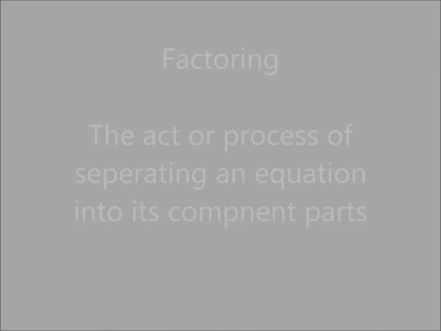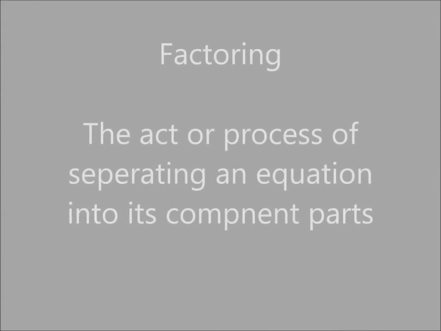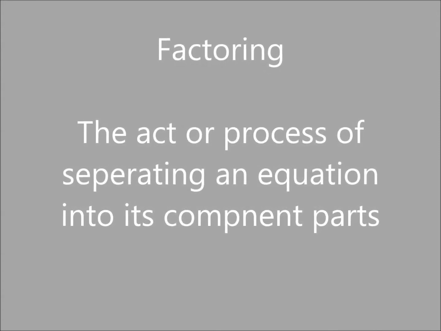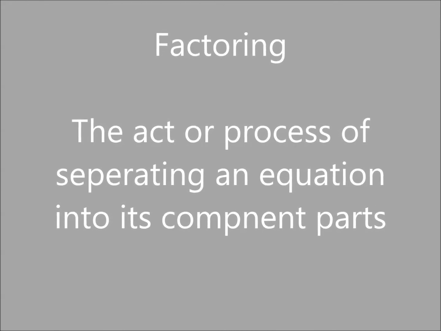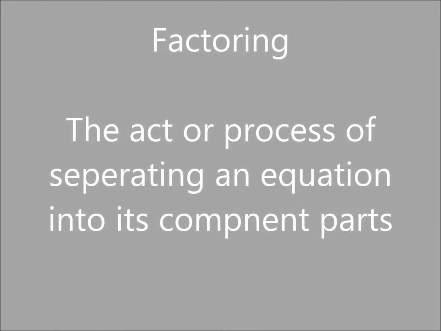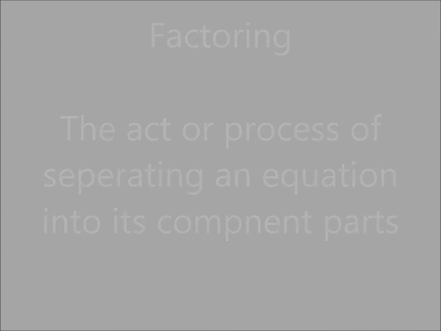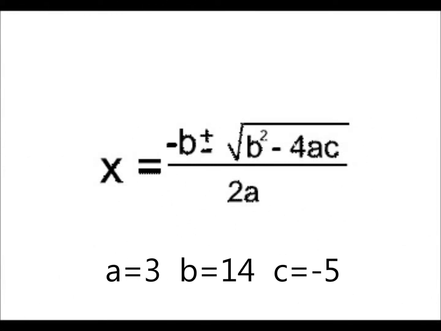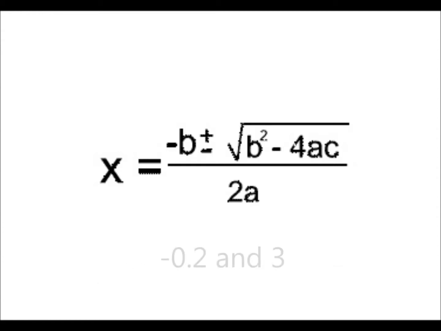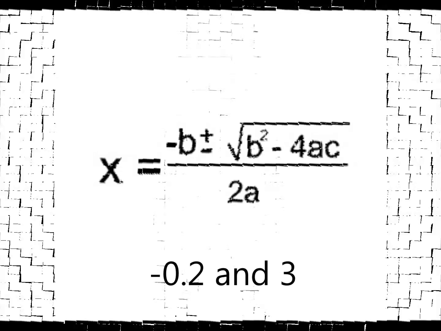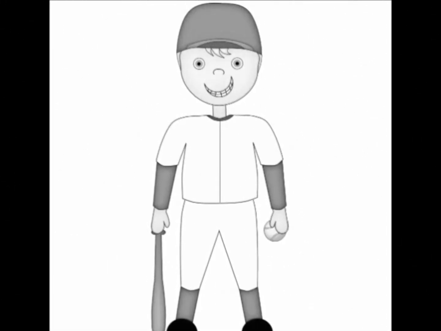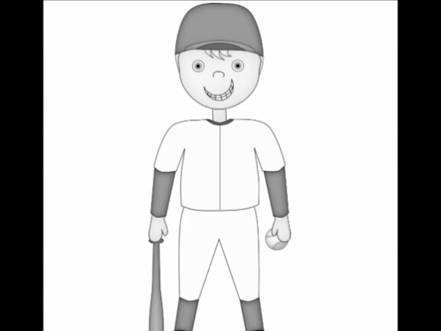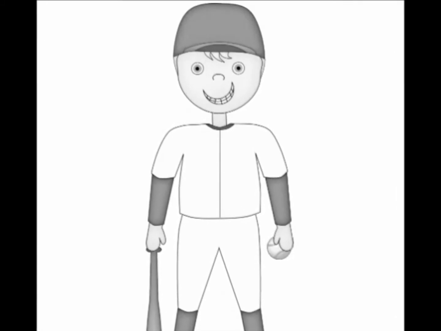At first, Larry tries to solve the problem through factoring, which is the act or process of separating an equation into its component parts, but realizes that the equation cannot be simply factored. So, he then applies the quadratic formula in order to find the two values for t, which equals -0.2 and +3. Larry rules out the first, since time cannot be negative, which allows for him to conclude that the ball would reach the ground after 3 seconds.